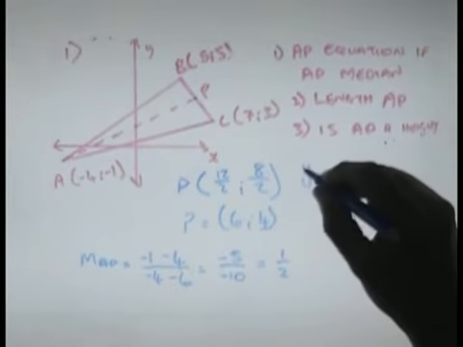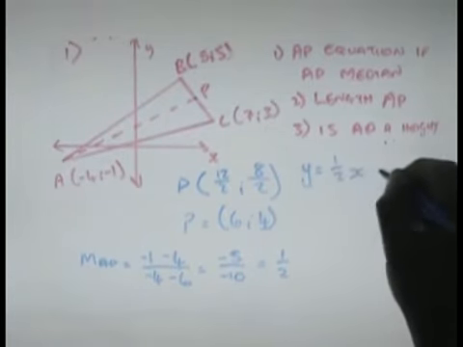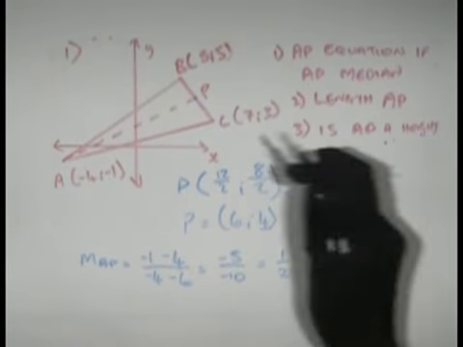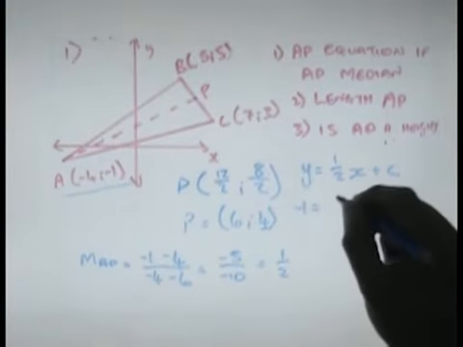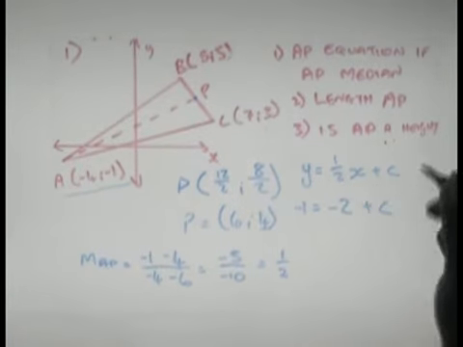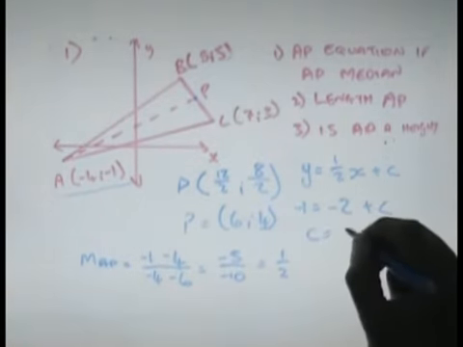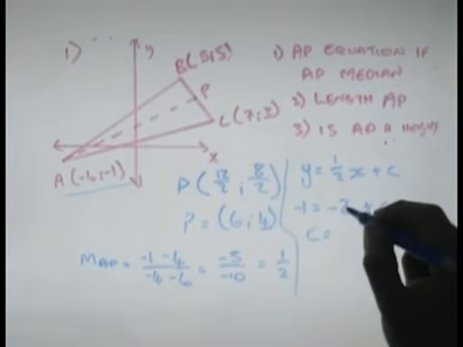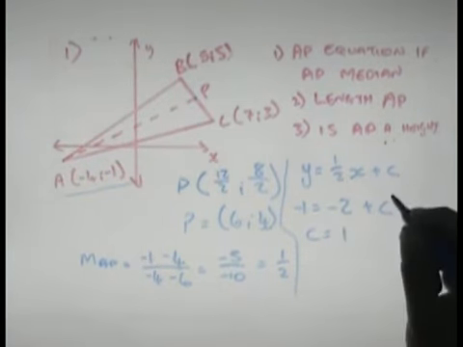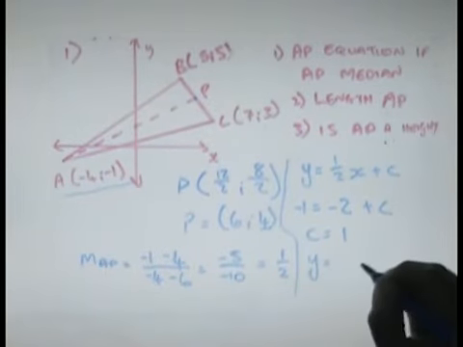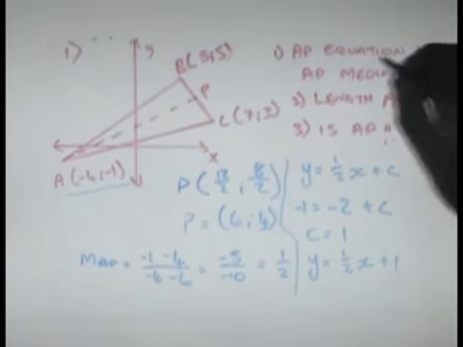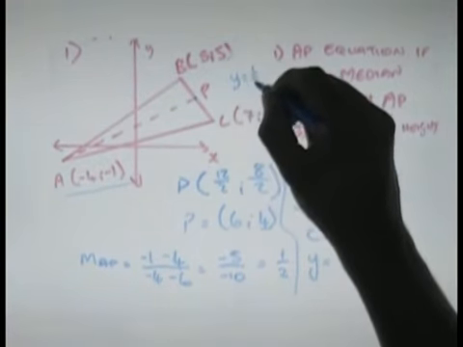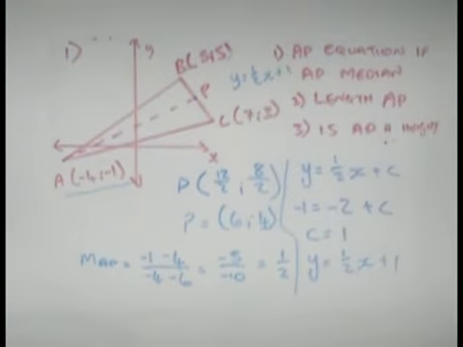That means that my equation for AP reads y is equal to 1 over 2 x plus c. Substitute any point that I have. I'm going to substitute that point in. That means that negative 1 is equal to a half times negative 4, which is negative 2, plus c. C is equal to negative 1 plus 2, which is equal to positive 1. That means that our equation reads y is equal to a half x plus 1. Let's just write that somewhere in there. A half x plus 1.